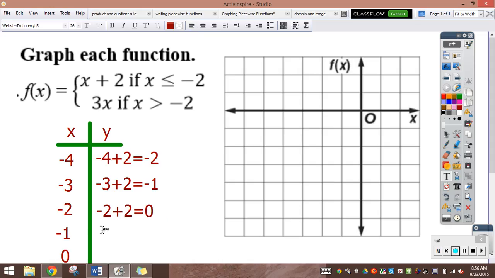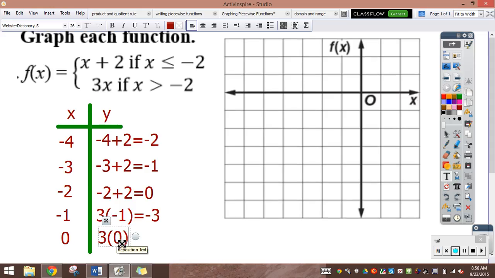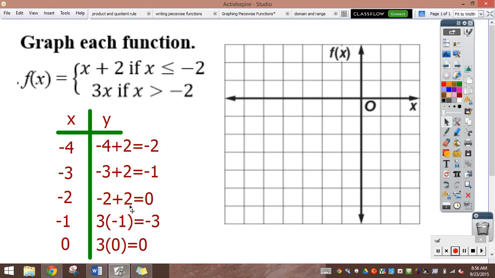When I get to x equals negative 1, that is greater than negative 2. So now I switch down to this bottom expression to evaluate, and it's 3x, so that would be 3 times negative 1. And when you're multiplying and you use substitution, you use parentheses. That would equal negative 3. And then when x is 0, that's greater than negative 2, so that would be 3 times 0, and that will equal 0. So now I have some points that I can plot on my graph.